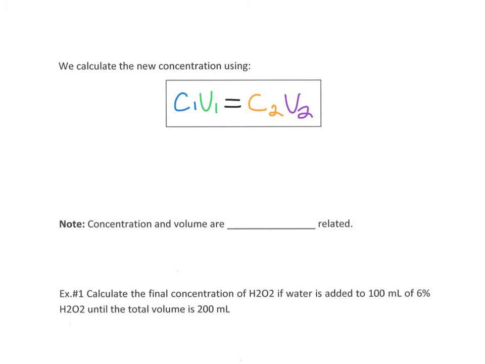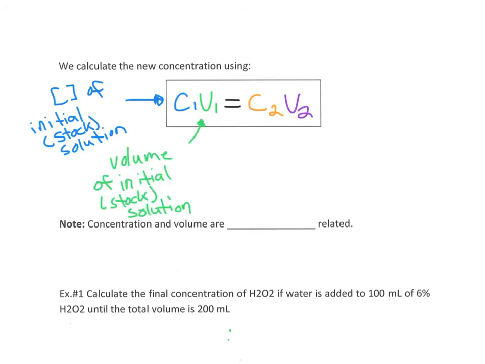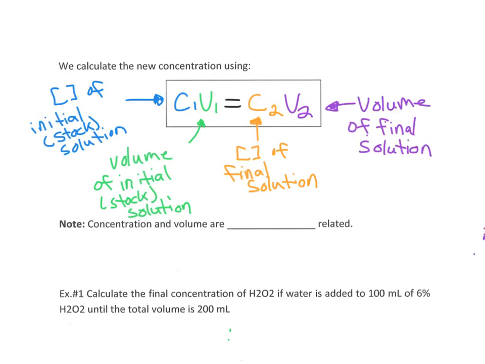So the C1 represents the concentration of the initial stock solution. V1 represents the volume of the initial stock solution. C2 represents the concentration of the final solution. V2 represents the volume of the final solution.